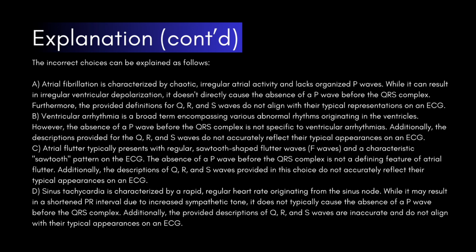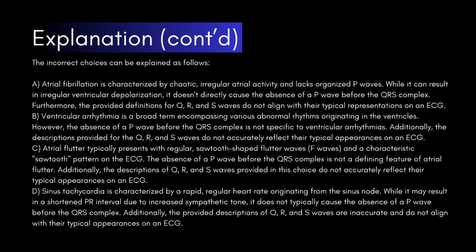Ventricular arrhythmia is a broad term encompassing various abnormal rhythms originating in the ventricles. However, the absence of a P wave before the QRS complex is not specific to ventricular arrhythmias. Additionally, the descriptions provided for the Q, R, and S waves do not accurately reflect their typical appearance on an ECG.